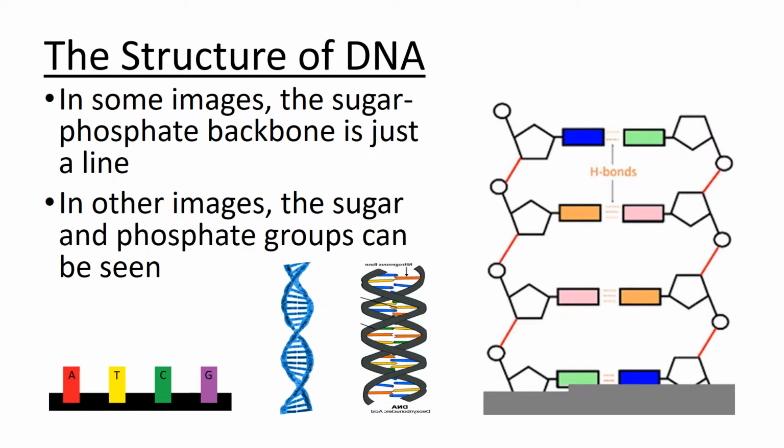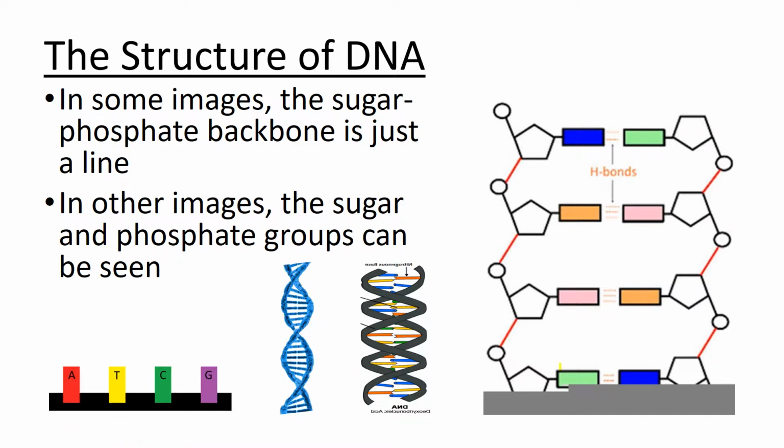In some images, the sugar-phosphate backbone is just a line. So if we look down here, there's our sugar-phosphate backbone. If we look over here, this is the double helix, so we have 2 sugar-phosphate backbones. And the same thing is true here. So it's represented as just a line there. You can't distinguish the sugar and the phosphate groups. In other images, you can. In other images, the sugar and phosphate groups can be seen.